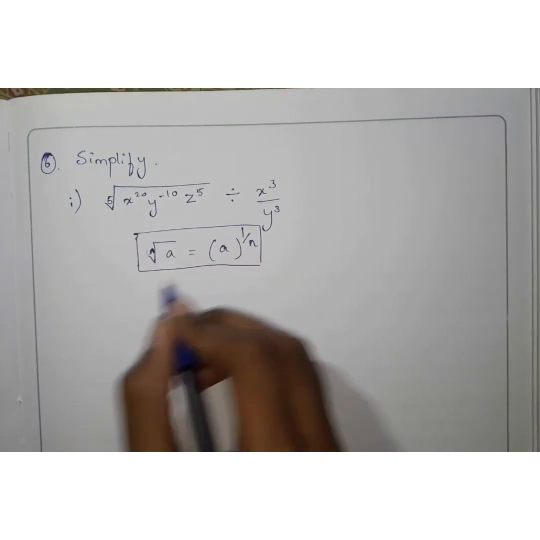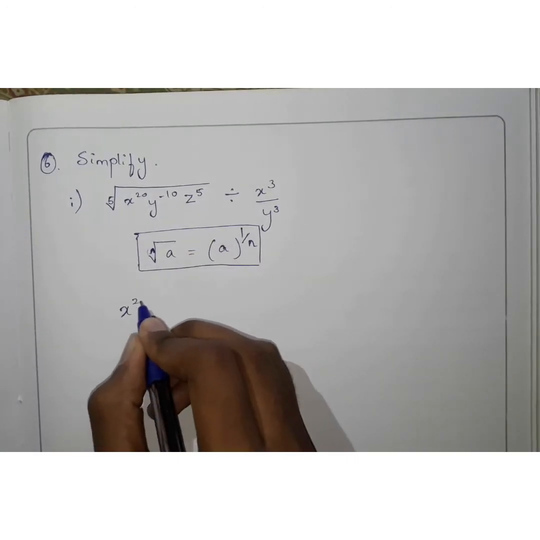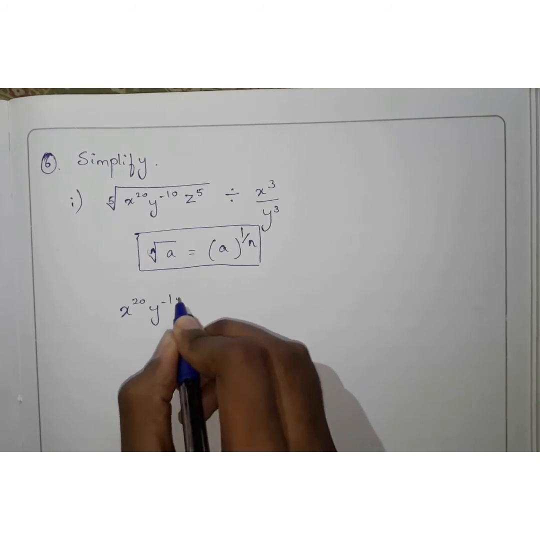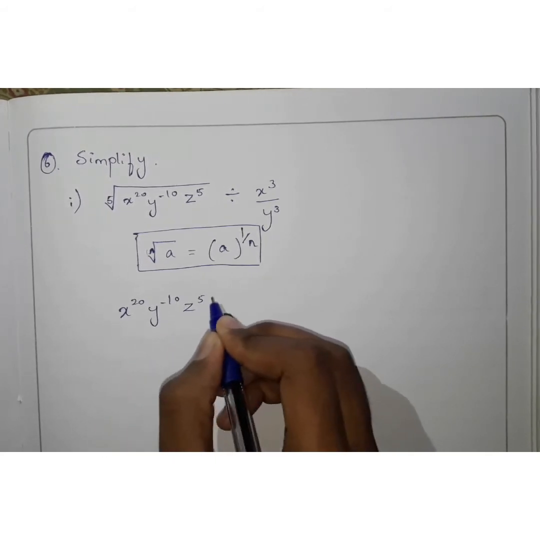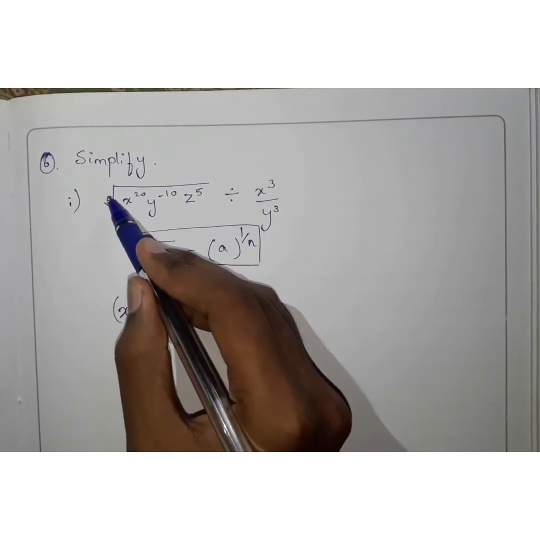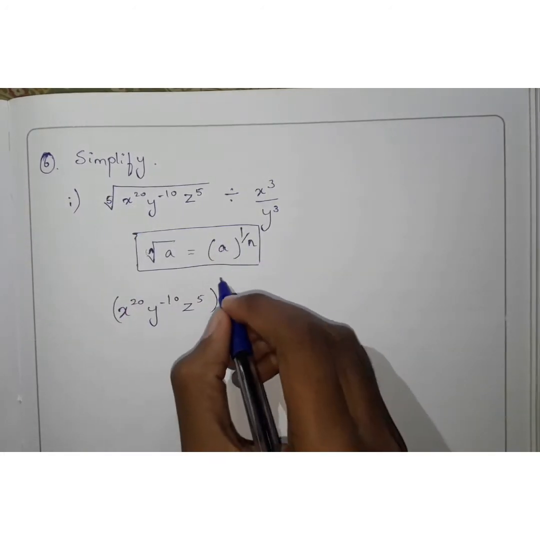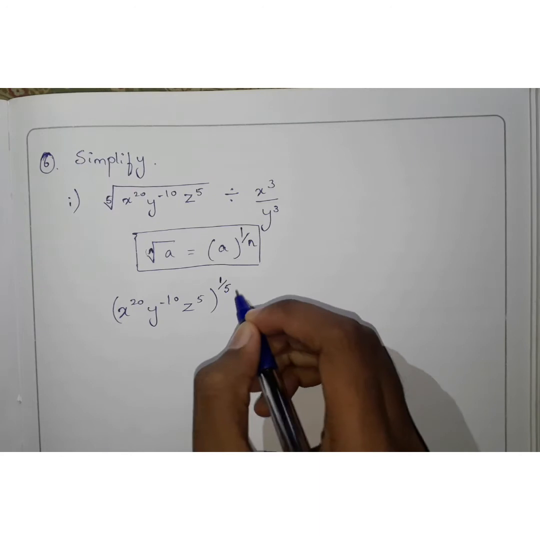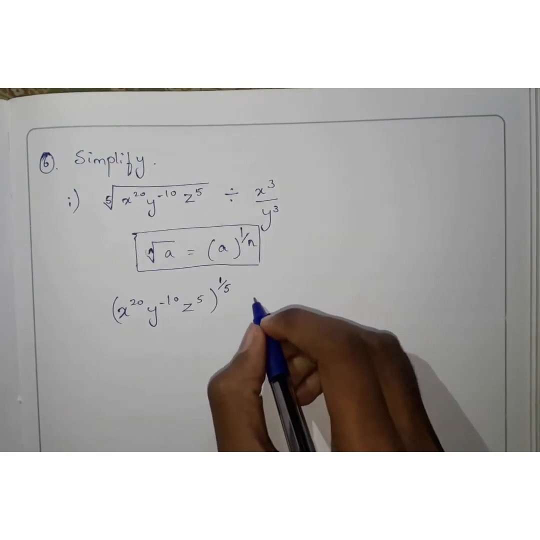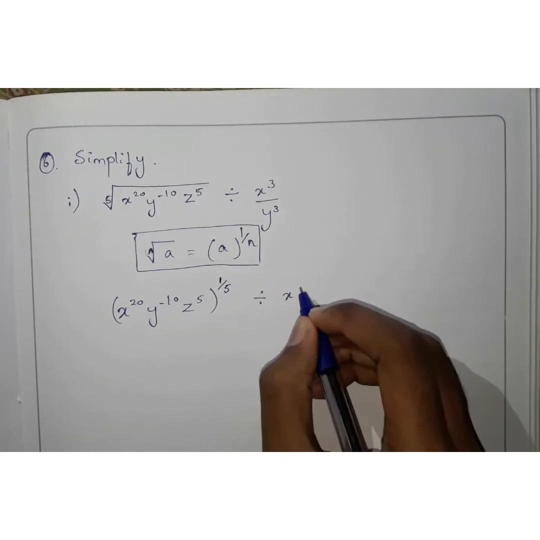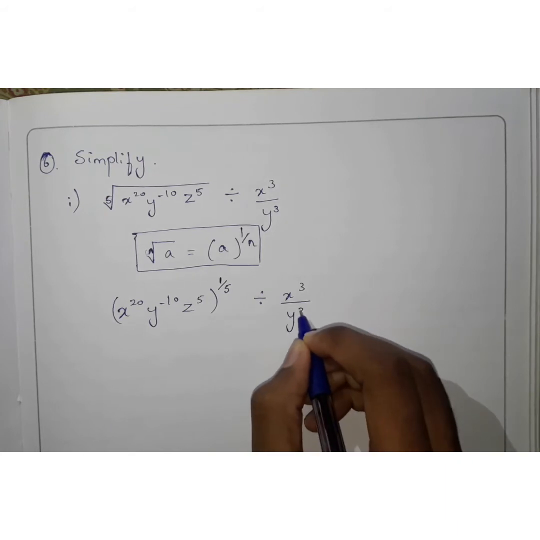Same way we're going to do here. We're just going to write the base as it is. What is that? x to the power 20, y to the power minus 10, z to the power 5 as it is. And we are going to take the root index, reciprocal it and put it in the place of the exponent. That's it. That is done. Divided by, what is our remaining term? x to the power 3 by y to the power 3.